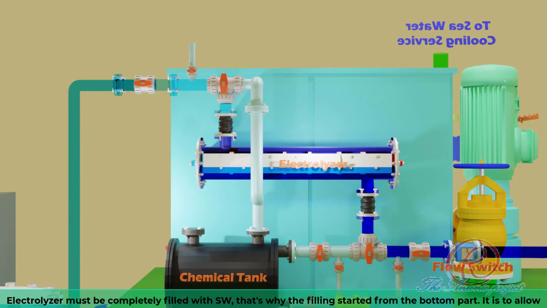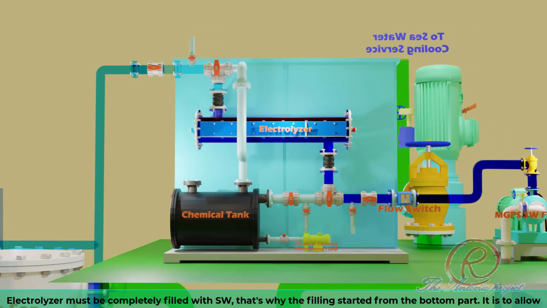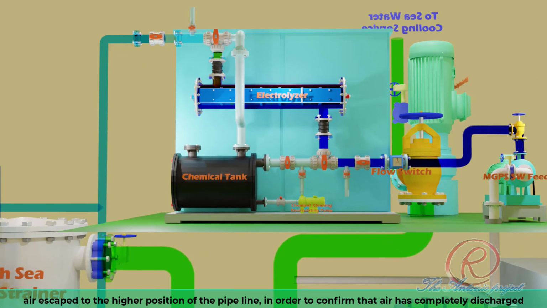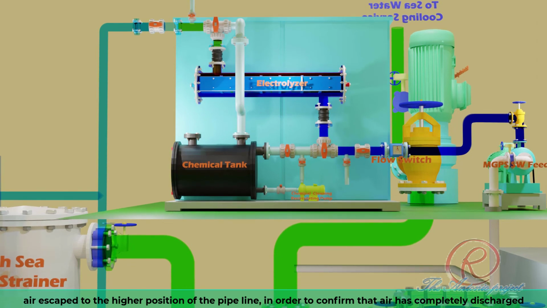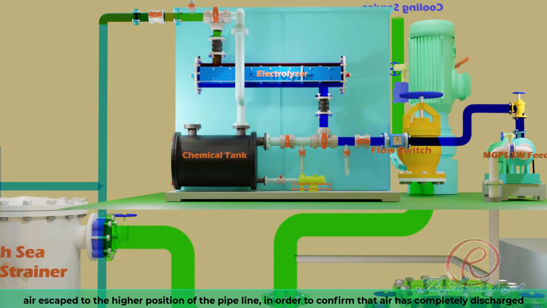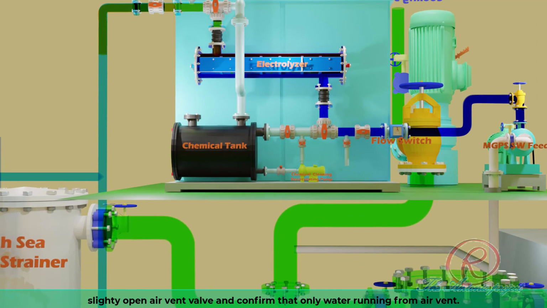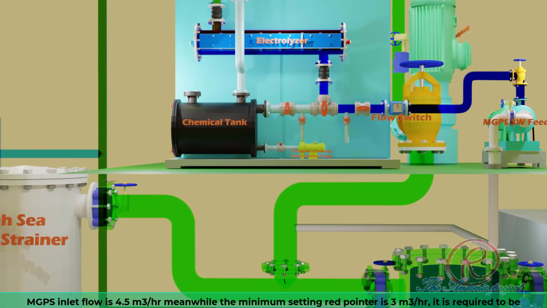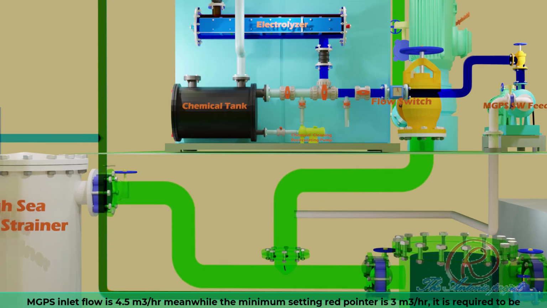The electrolyzer must be completely filled with seawater. That's why the filling started from the bottom part. It is to allow air to escape to the higher position of the pipeline. In order to confirm that air has completely discharged, slightly open the air vent valve and confirm that only water is running out from the air vent. MGPS inlet flow is 4.5 cubic meter per hour.